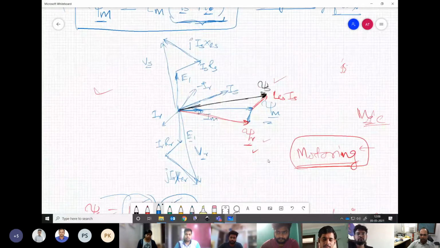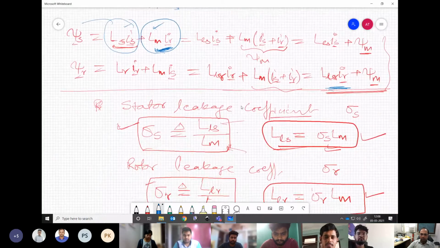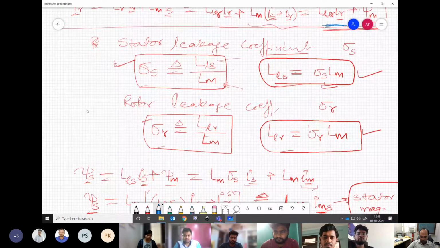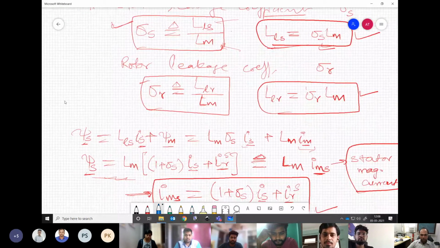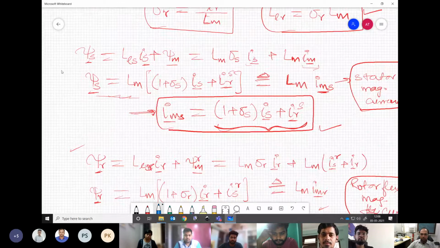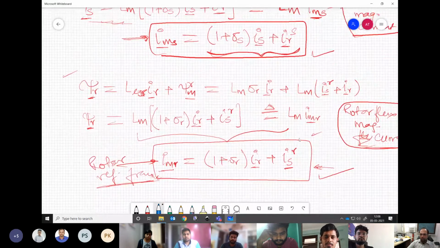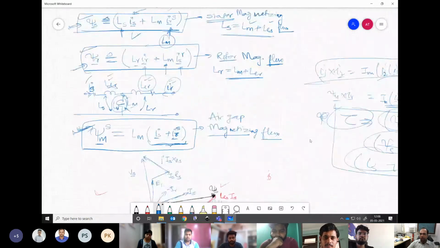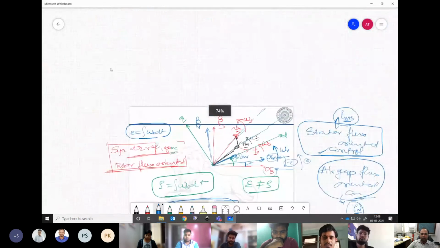So this is how these are located in space. These are all definitions we have understood. Then some leakage coefficients we have understood. What is the stator leakage coefficient? What is the rotor leakage coefficient? So with all that, we have been able to correlate the defined quantities with each other. Once these are done, we were in a position to start our modeling from the basic generic equation.